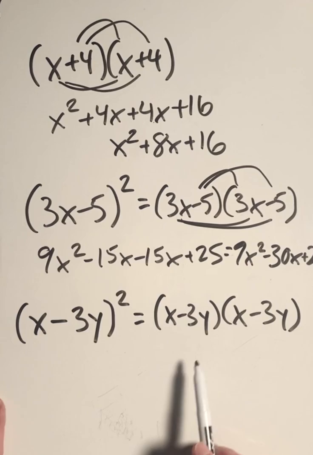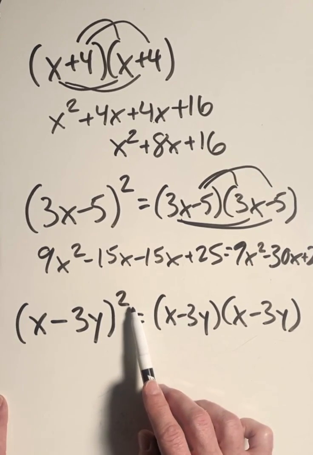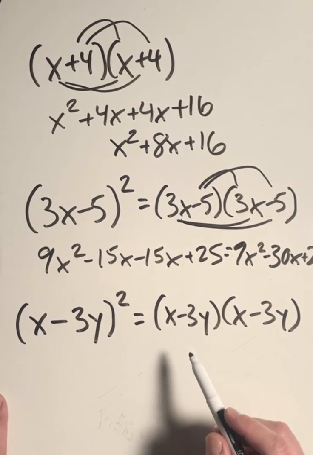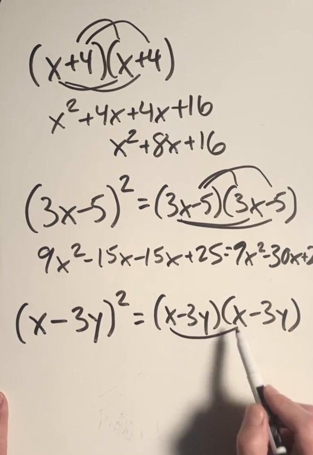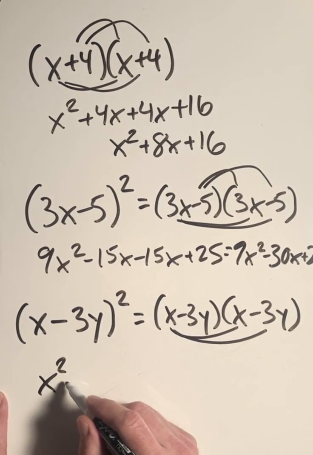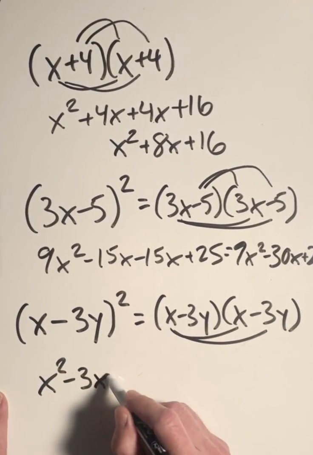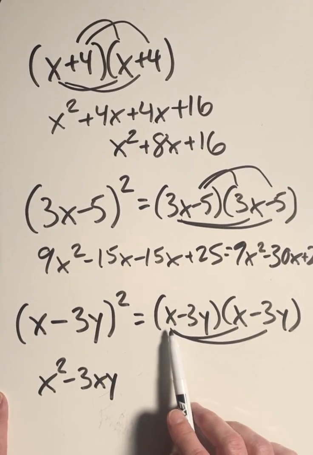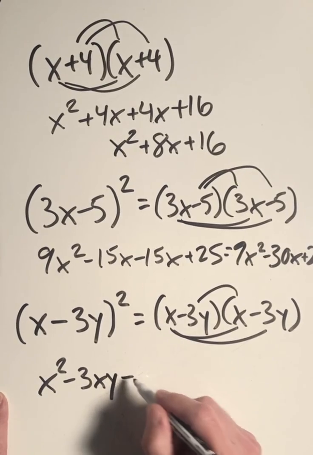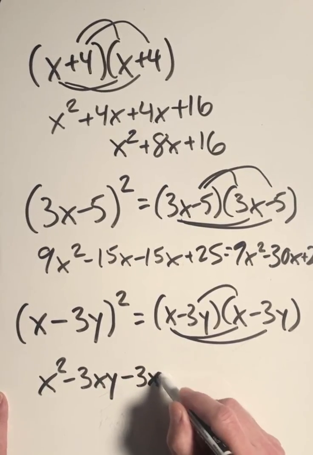Last example, same idea. We would need to turn this square of a binomial into the binomial times itself so that we don't miss out on what's going on in the middle. X times x is x squared. X times negative 3y would be negative 3xy. Again, we want to keep the variables in alphabetical order. Negative 3y times x would also be negative 3xy.